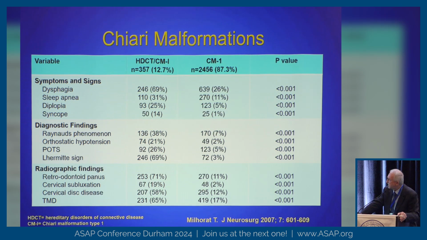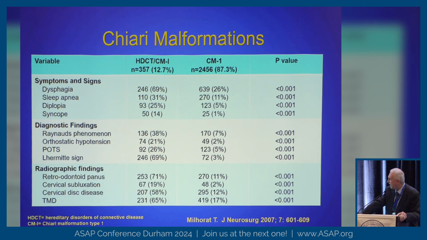But look at what happens to the clinical presentation in Chiari when you have a connective tissue disorder. It basically amplifies every symptom. I'll just highlight a few. Look at dysphagia, 69% versus 26% in those that did not have a connective tissue disorder. Sleep apnea was more common. Blocking out spells were more common, 14% versus 1%.